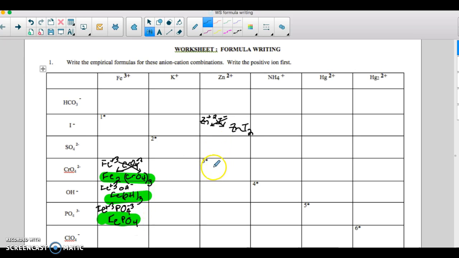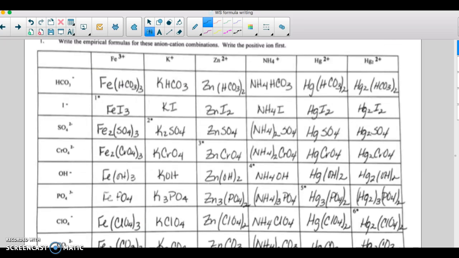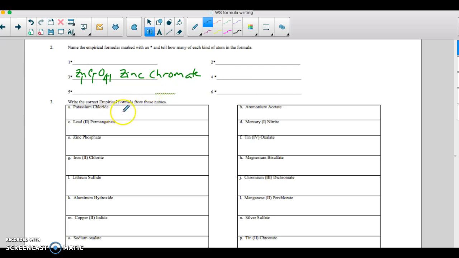So, I'm going to let you guys complete that part. Let me show you the back. So here, we're going to take the name and write the formula.